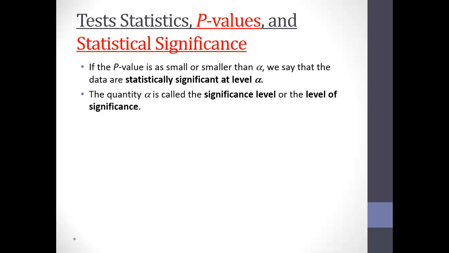And so to give a formal definition, this alpha value talks about this idea of statistical significance. So repeating what I said before, if the p-value is smaller than alpha, then we will reject the null hypothesis and we'll say that we have statistical significance at level alpha. And so that quantity alpha is called our significance level or level of significance. And again, alpha is just that number that we're saying, is it small enough?